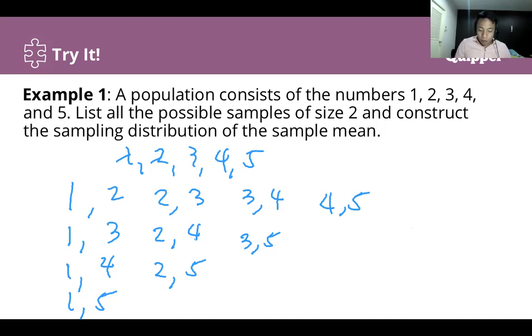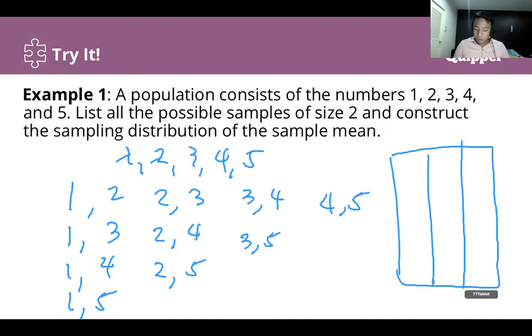So we will put those in a table, just like we did on the first one, right? So this will be the samples. Okay, so we will put those here. 1, 2, 1, 3, 1, 4, 1, 5, 2, 3, 2, 4, 2, 5, 3, 4, 3, 5, 4, 5.